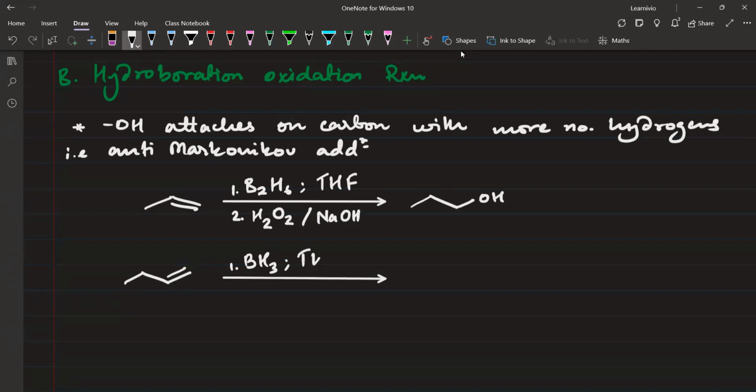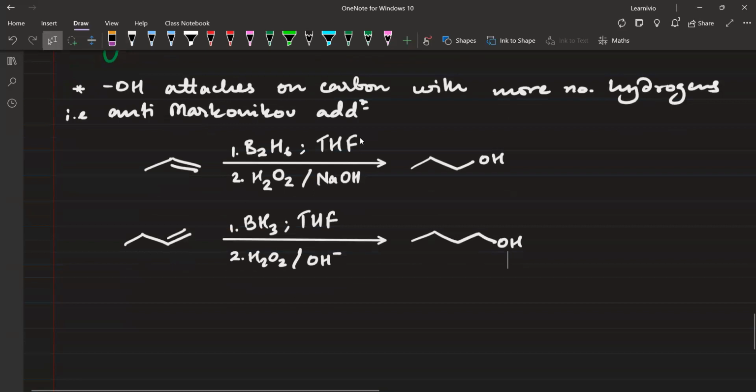Here you will have THF. Again, THF is not going to do anything. In the second step I will write H2O2, hydrogen peroxide, in the presence of OH negative. It will give you 1, 2, 3, 4 carbon atoms, and the 4th carbon atom will have the OH because the hydrogens are more here. Simple. Write these two. We are giving a question. This is number 1. This is number 2. And the next one, 3.